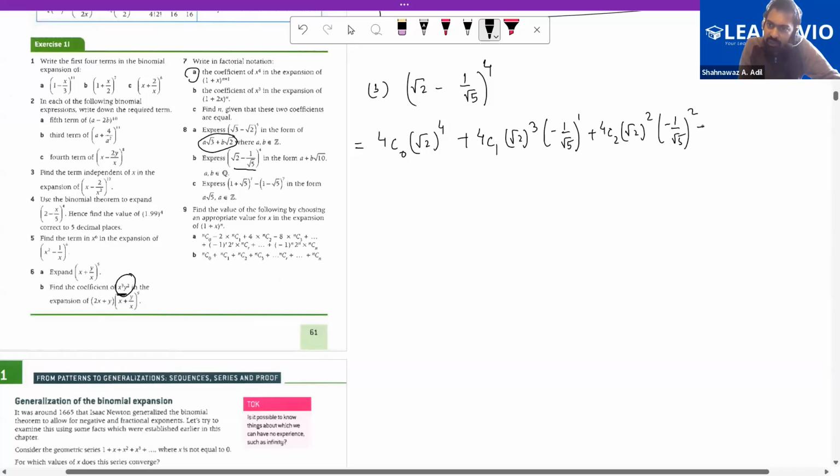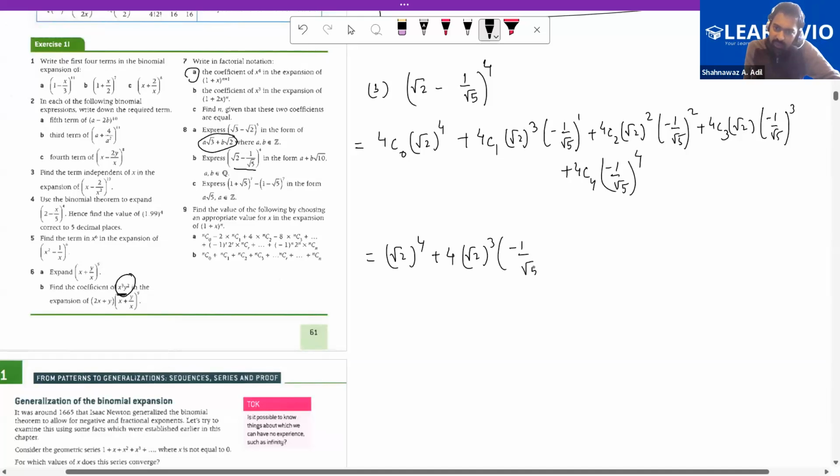And then the next one is 4c3 root 2 and minus 1 by root 5 cubed. And the last one is simply 4c4 and minus 1 by root 5 to the power 4. This would be 1. So this is simply root 2 to the 4, and this is how much? This is simply 4, right? Yeah. And then root 2 cubed and minus 1 by root 5.